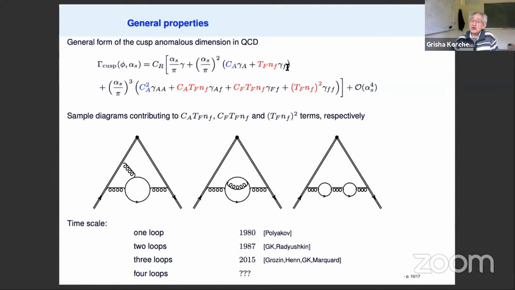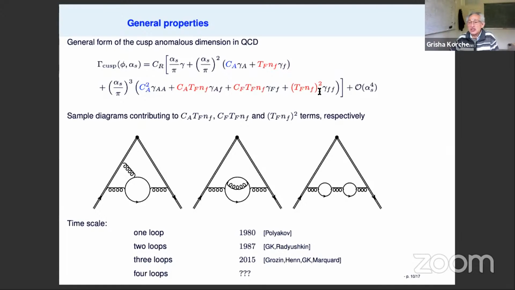At 2 loop, you're expecting to have different color structures, one of them coming from the gluon diagram, another coming from the Fermi loop. If you go to 3 loop, it becomes more complicated. And here I just gave you some sample diagrams. For example, these 3 diagrams will give you contributions which enter into these 3 functions with the red prefactors, and so on. So what do we know about those functions?